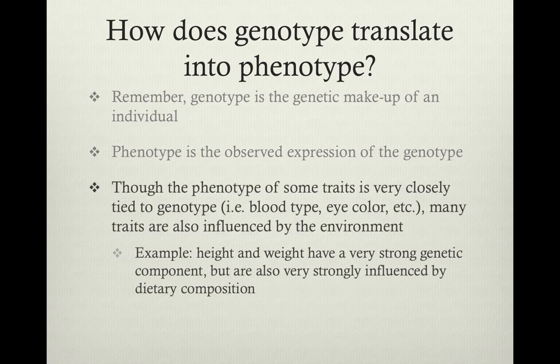So some traits are coded for directly by genotype. For some traits, the expression of the phenotype is very closely tied to the genotype. For example, blood type, eye color, etc. You're not going to have blue eyes if you don't have an allele for blue eyes, right? You're not going to have type AB blood if you don't have one allele that's A and one allele that's B. Many traits, however, are very strongly influenced by the environment.